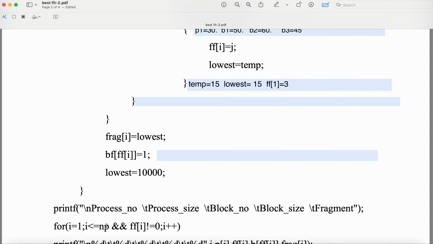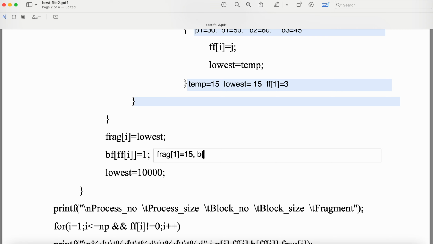After the first iteration, we got the first process. The first process can be stored in the third hole. So now what is the statement? Frag of I. In the first iteration, what is the I value? 1. Frag of 1 equal to the lowest, which is 15. So 15 is the internal fragmentation.